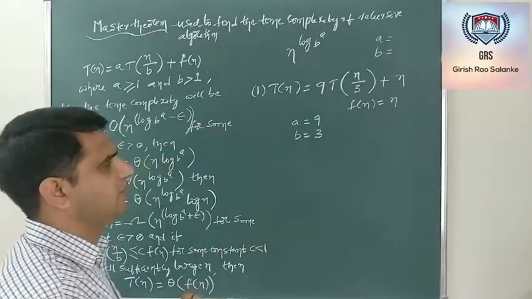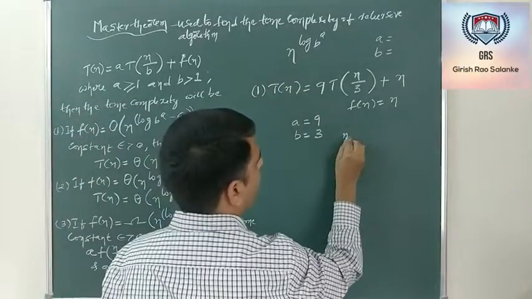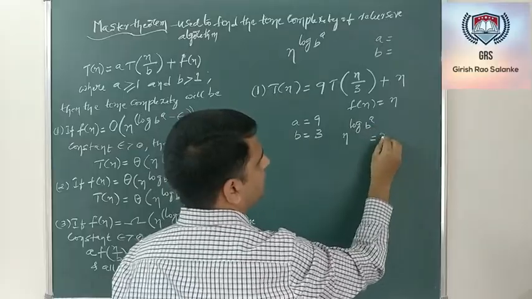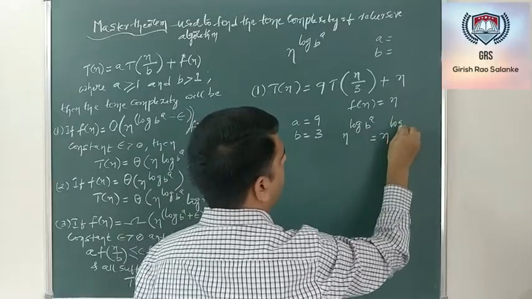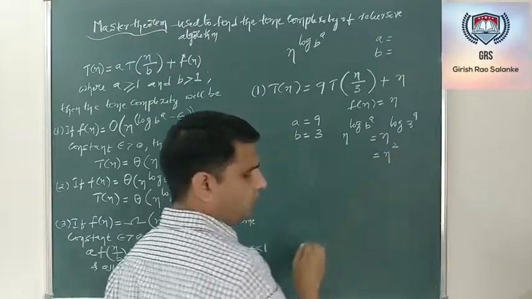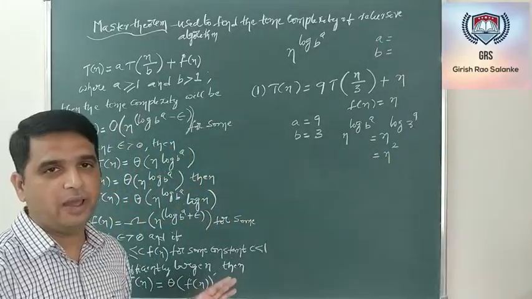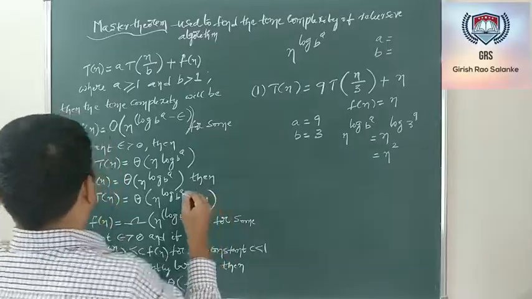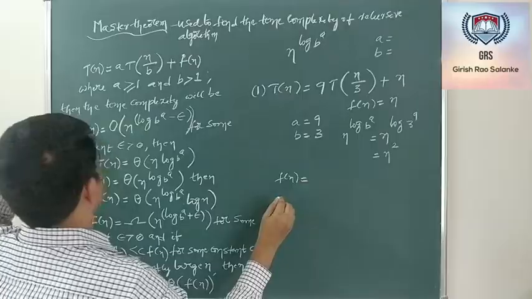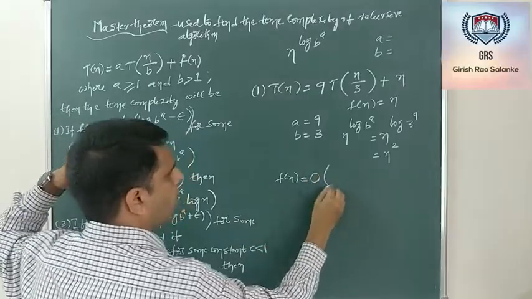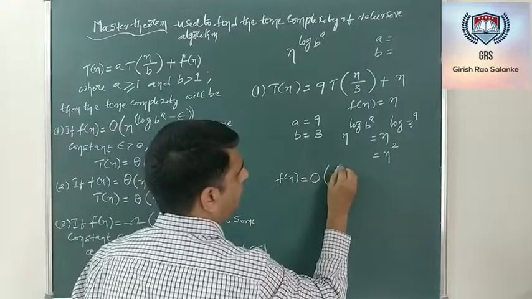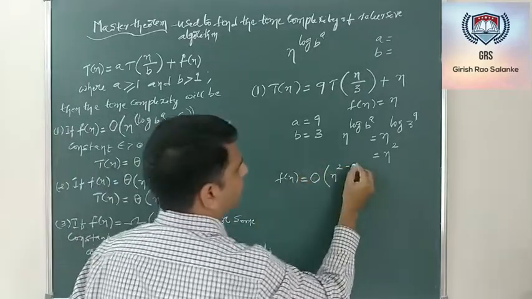So what is the first thing that we are supposed to do? We need to find the value of n to the power of log a to base b. This is nothing but n to the power of log 9 to base 3, which is nothing but n squared. If you see, this is nothing but n squared. Now, since f(n) = O of what is this value? I got this value as n squared minus epsilon.